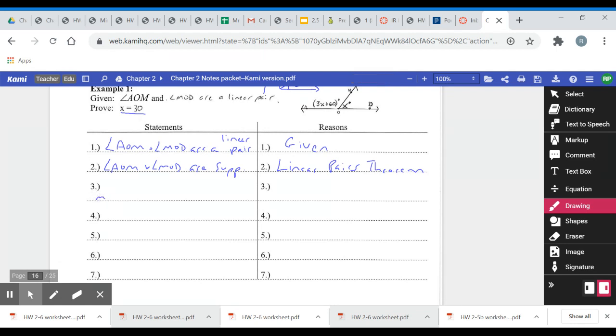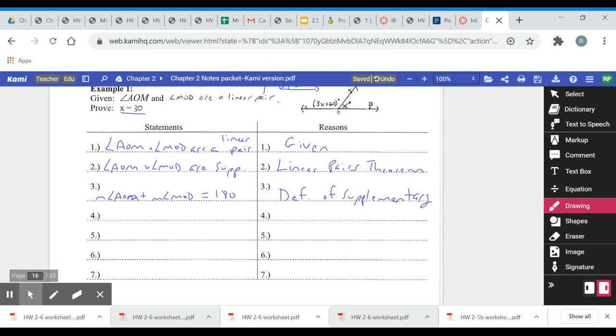So I can show that by saying measure of angle AOM plus the measure of angle MOD must be equal to 180. Okay, the reason we can put there is definition of supplementary. Okay, I know that if they're supplementary, I therefore know that they add up to 180.